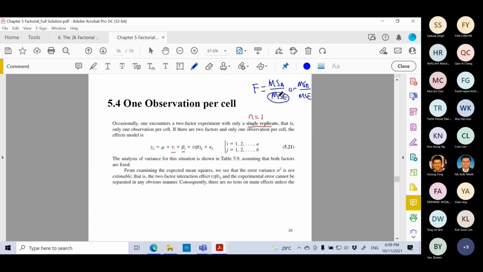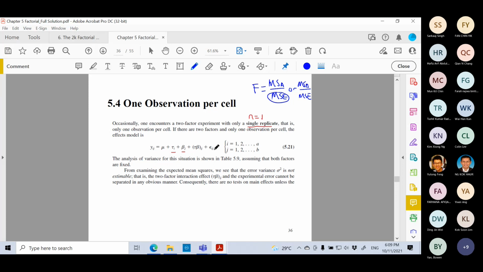This happens if your n is equal to 1. But in this section, I also told you that if you still insist on having n equal to 1, you need to lose certain information. The information you will lose is about the interaction. So if you want n equal to 1, you need to verify and make sure that the interaction is not significant.